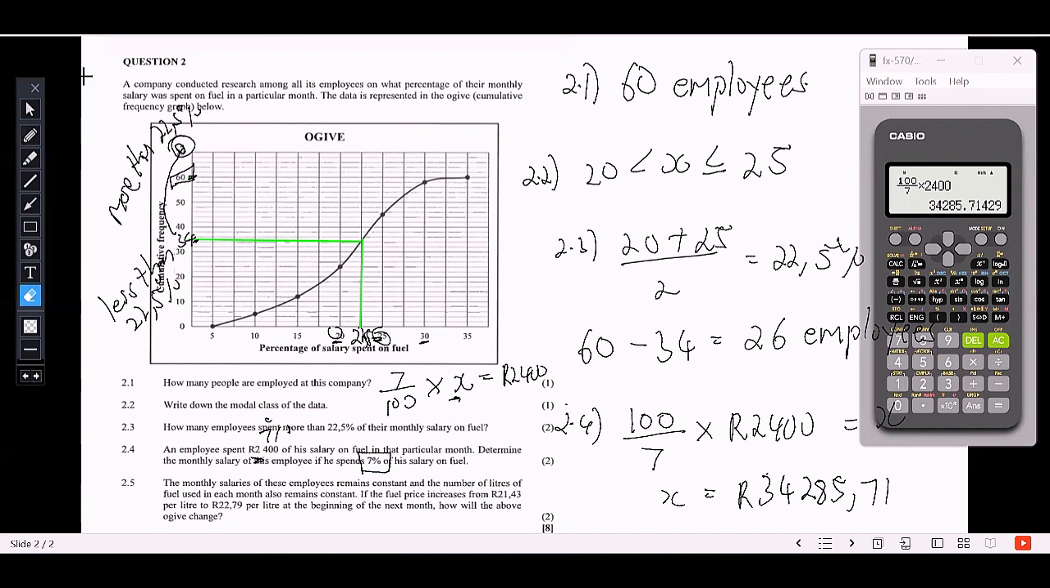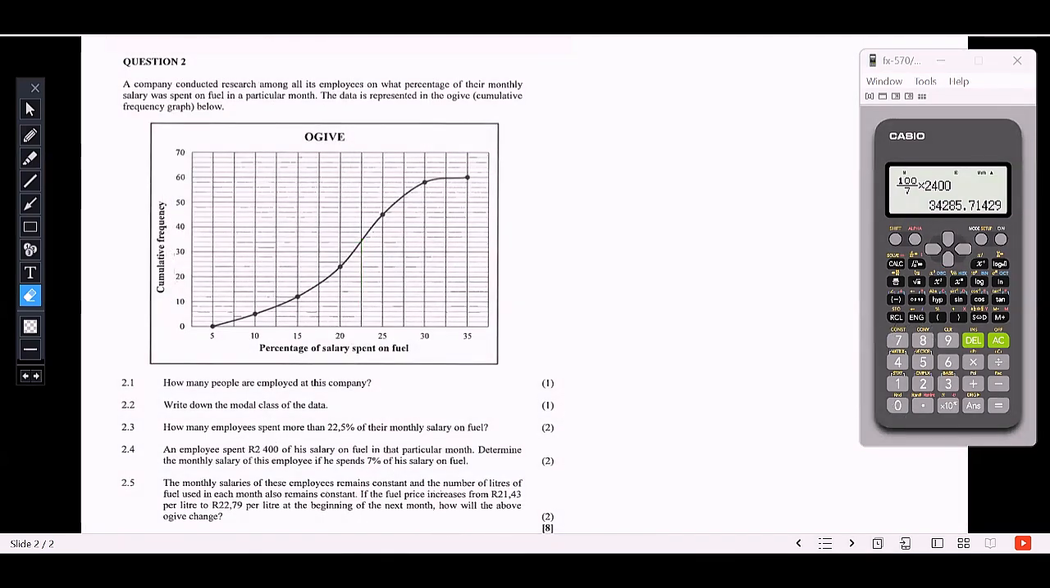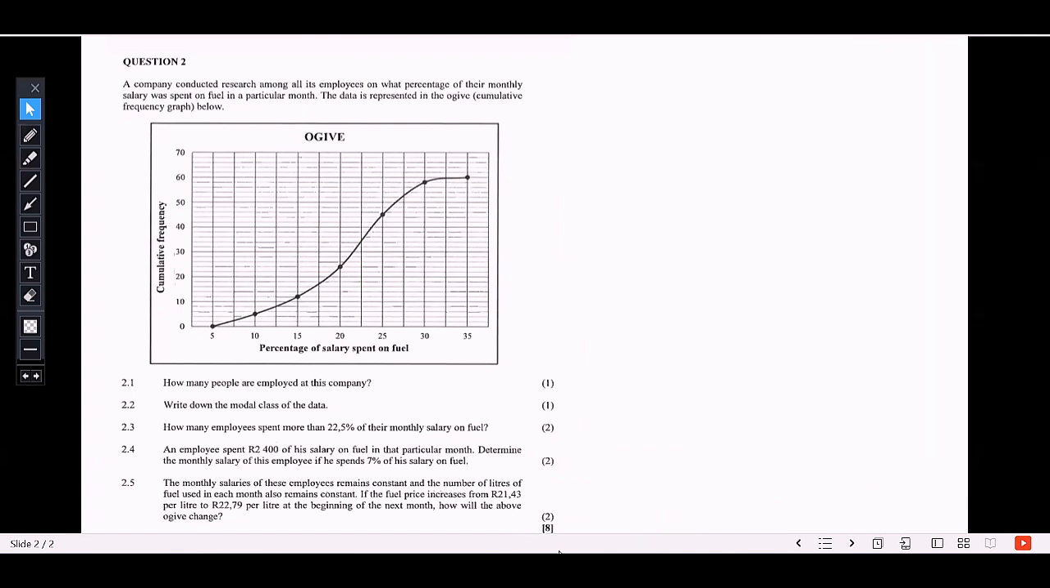Then, okay, we have 2.5. It says the monthly salaries of these employees remain constant, and the number of liters of fuel used in each month also remains constant. If the fuel price increases from 21.43 rand per liter to 22.79 rand per liter at the beginning of the next month, how will the above ogive change? So we know that this will affect the ogive in the fact that the ogive will shift to the right.